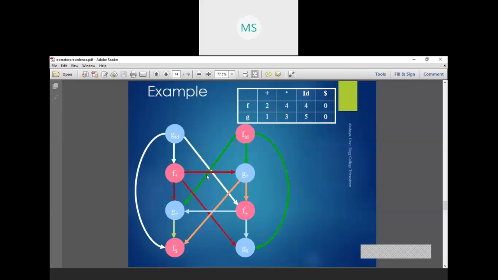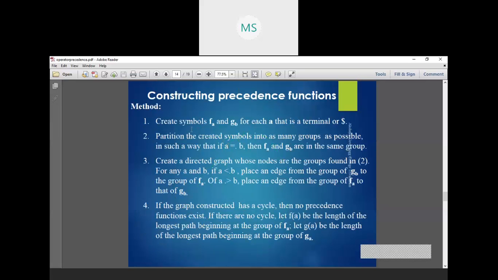For the sake of keeping the diagram simple, I am interleaving those operators. This is called the first step: create a symbol f of a and g of b for each a that is a terminal or dollar. Next, partition the created symbols into as many groups as possible in such a way that if a is equal to b, then f of a and g of b are in the same group. I will tell you what happens there.